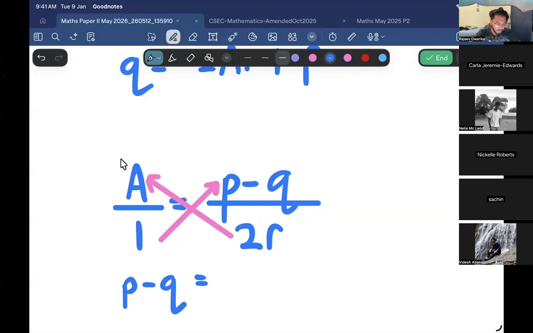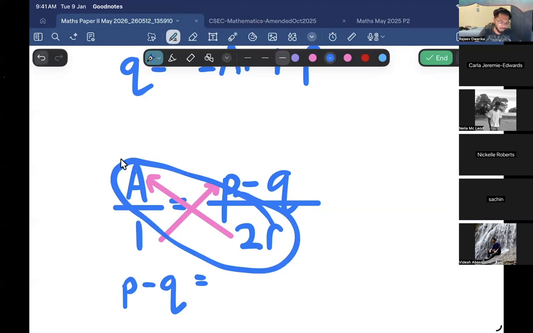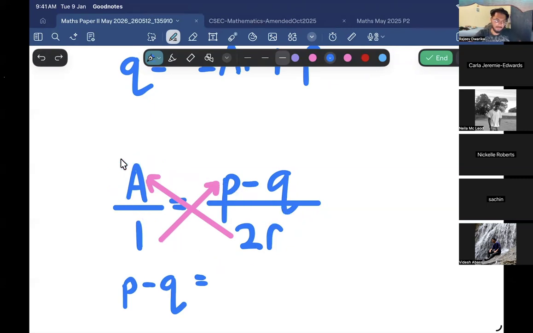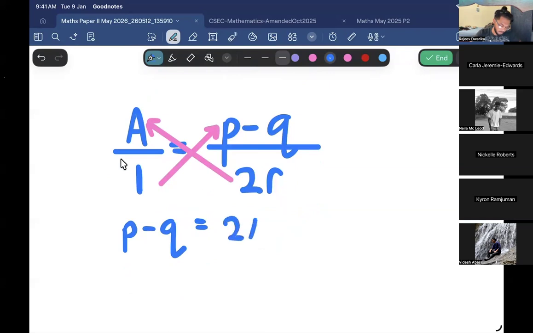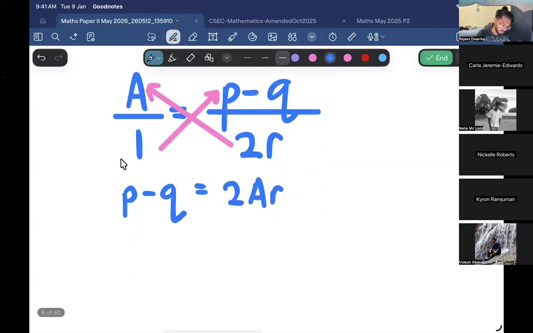Right? Yeah. So Videsh, now we're going to do 2AR. You tell me, how would I make Q the subject of the formula now? You bring it across. You're going to bring across what? The P. If I do that, what would the next line look like?